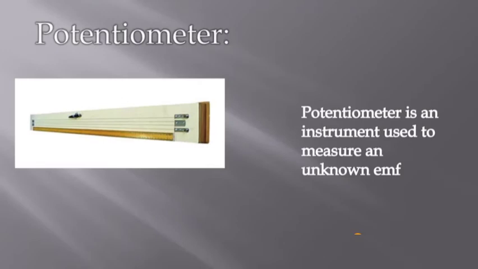Potentiometer is an instrument which is used to measure an unknown EMF. A voltmeter is a device which is used for measuring potential difference between two points in a circuit. But the potentiometer is one such device which does not draw any current from the circuit. So we can say that it acts as an ideal voltmeter. It is used for accurate measurement of potential difference.